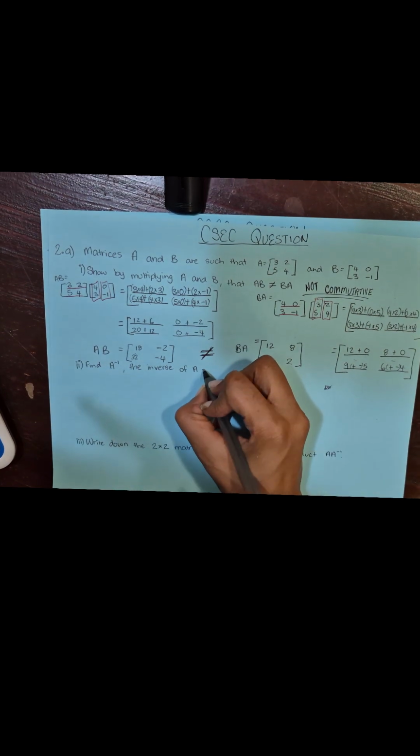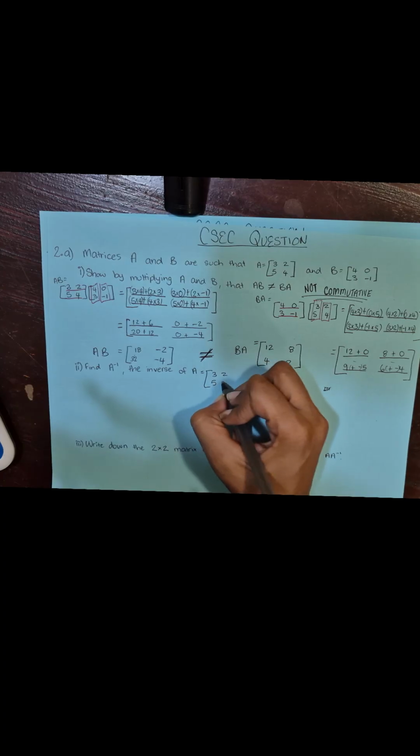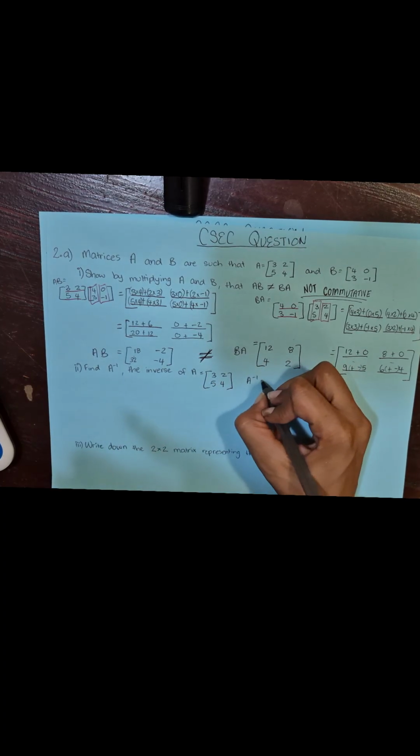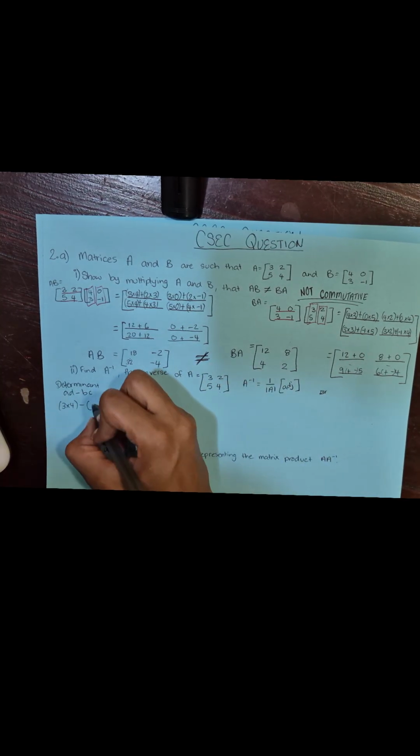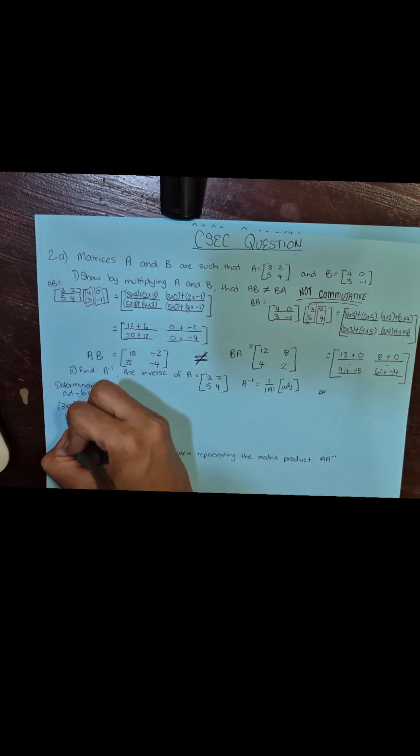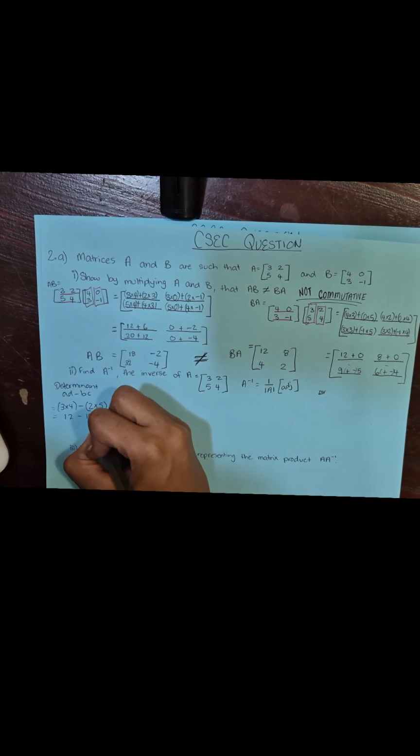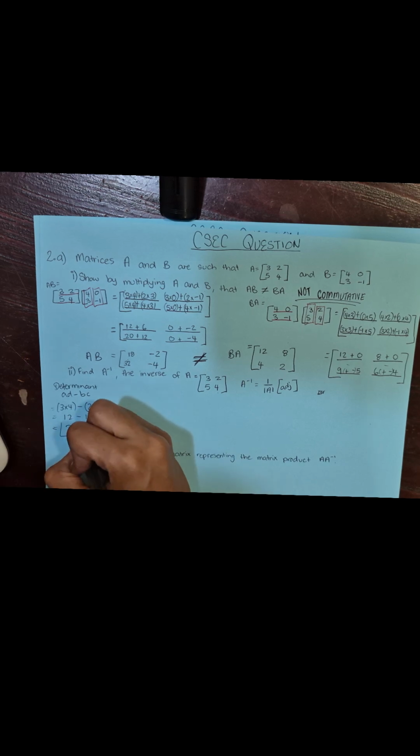Next one. Find the inverse of A. Find A negative 1, or the inverse of A. So what's A? A is 3, 2, 5, 4. The inverse is 1 over the determinant times the adjoint. So we need to find the determinant. We know determinant is AD minus BC. So in this case, that's 3 times 4 minus 2 times 5. We got 12 minus 10. That's 2. So we found our determinant.